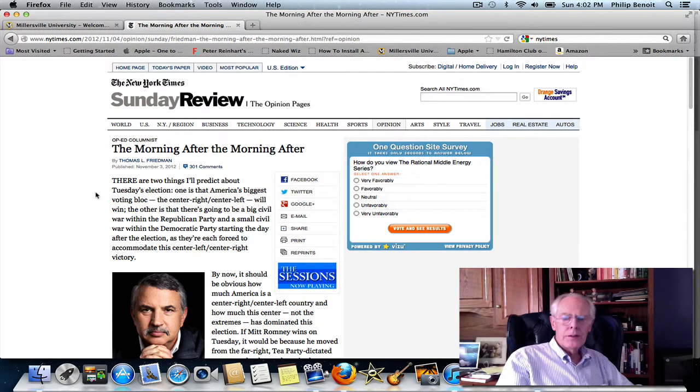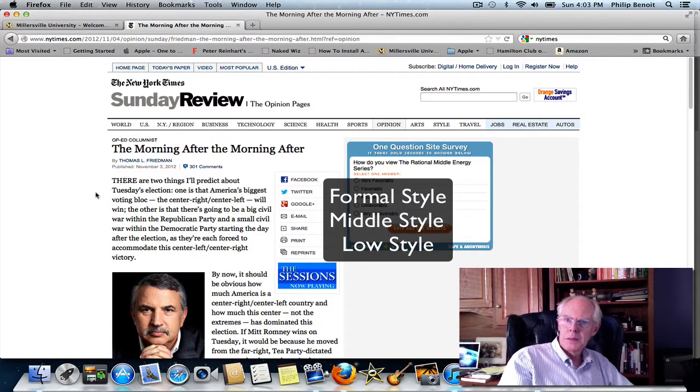Hello, fellow writers. Today we're going to take a look at style, and I thought what we would do was just look at the style considerations in a piece of journalism. In most discussions about style, there's an option among three different styles: the low style, the medium or middle style, and high style.